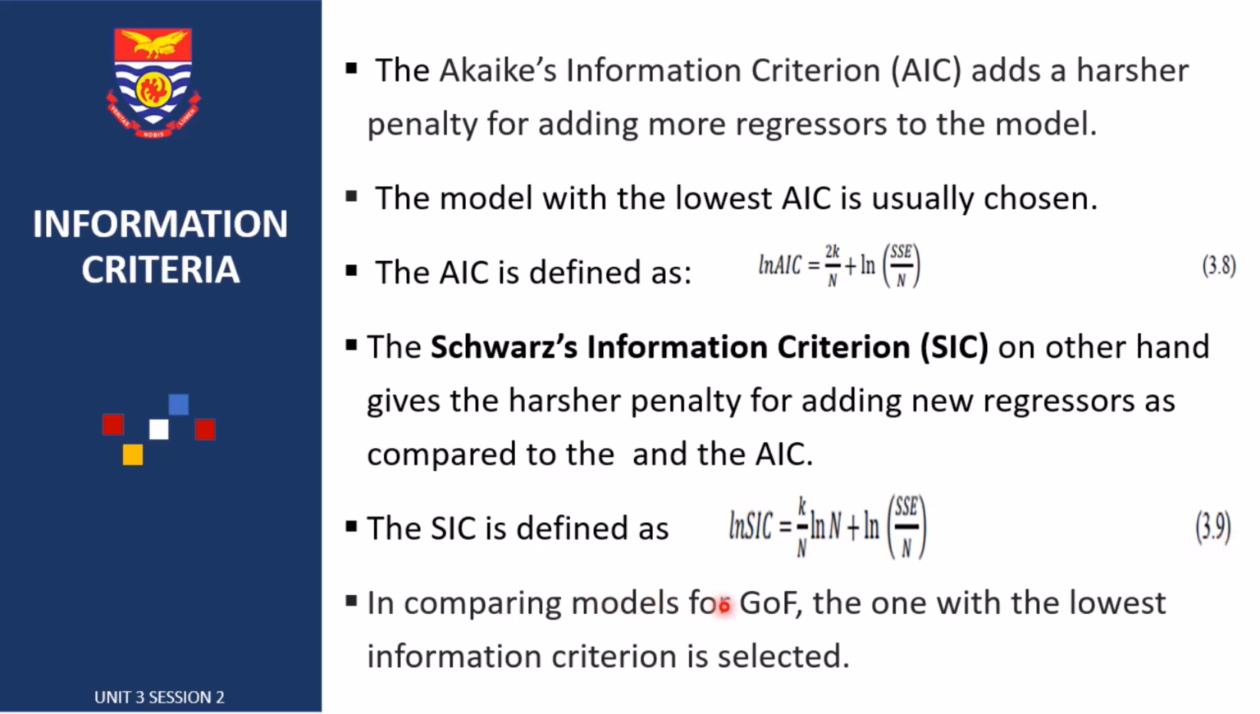So in comparing models for our goodness of fit, the one with the lowest information criterion is selected, as I established in the previous session. So we choose the one with the lowest information criterion. A model with the lowest information criterion will be considered the best model.